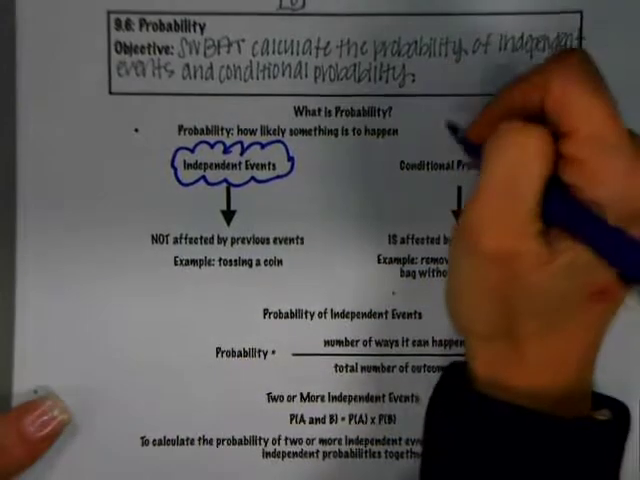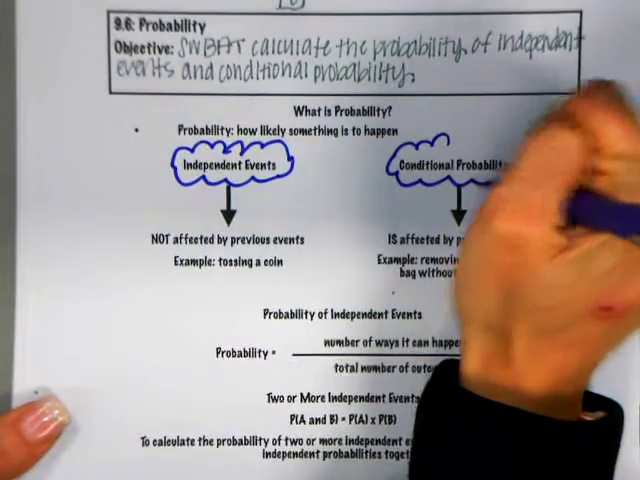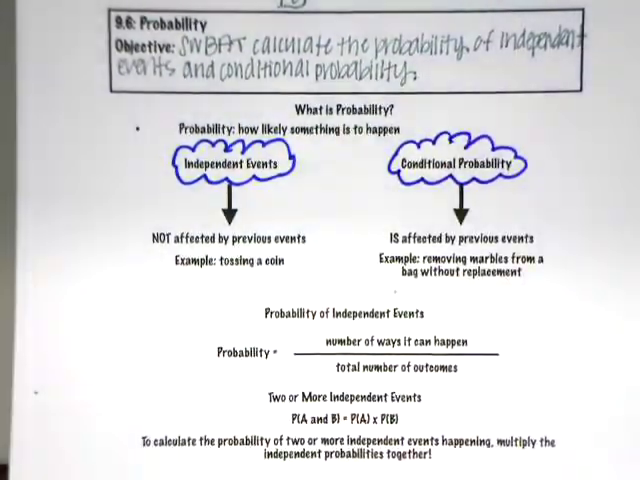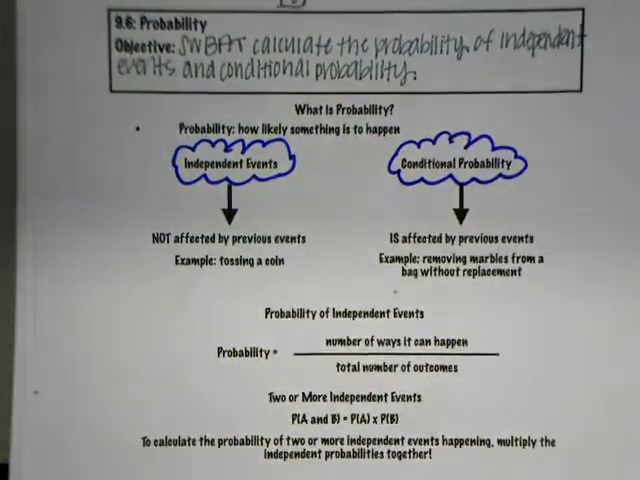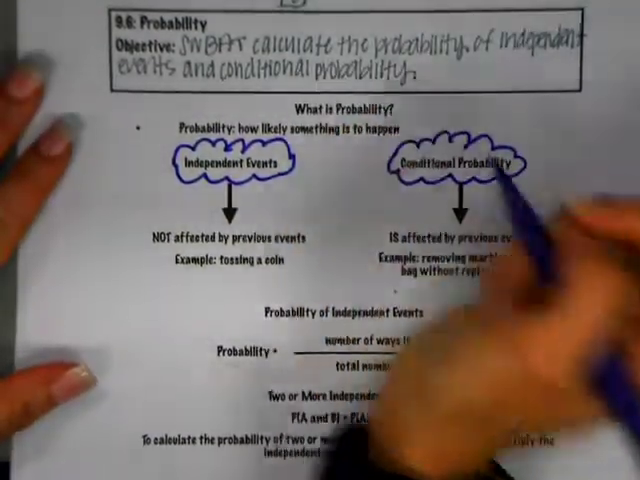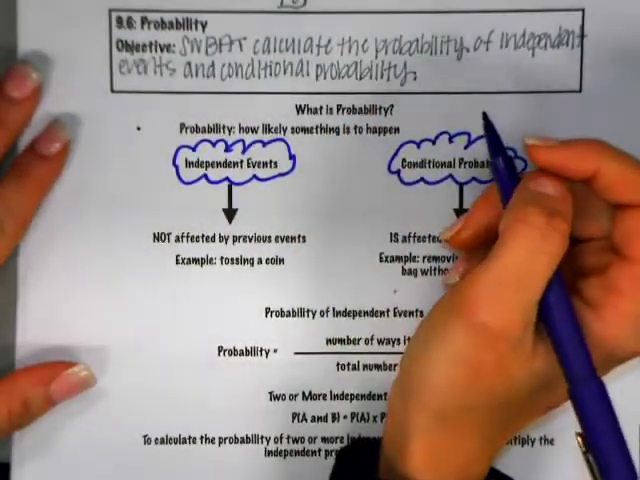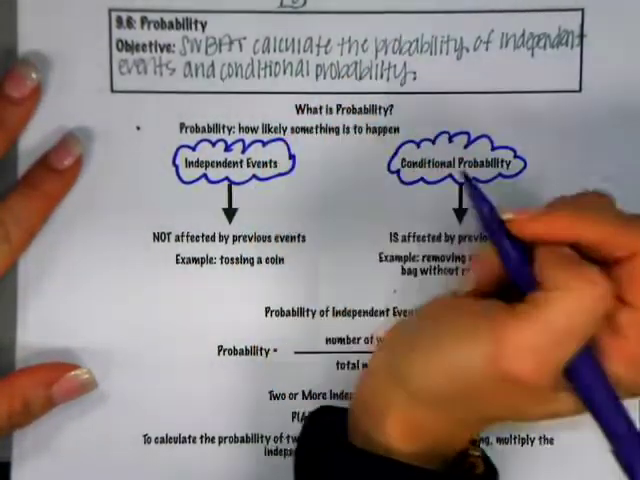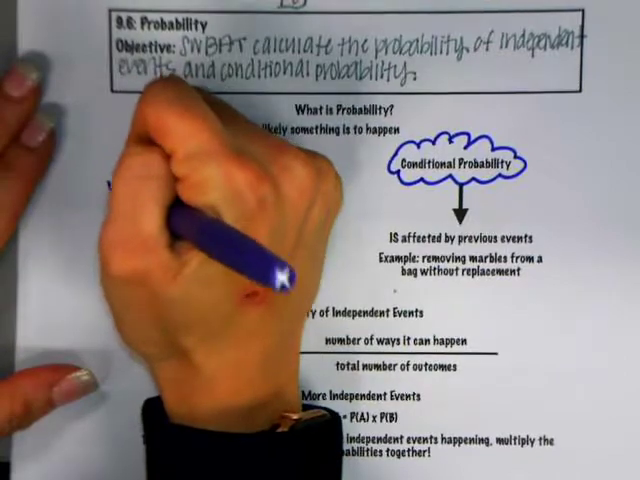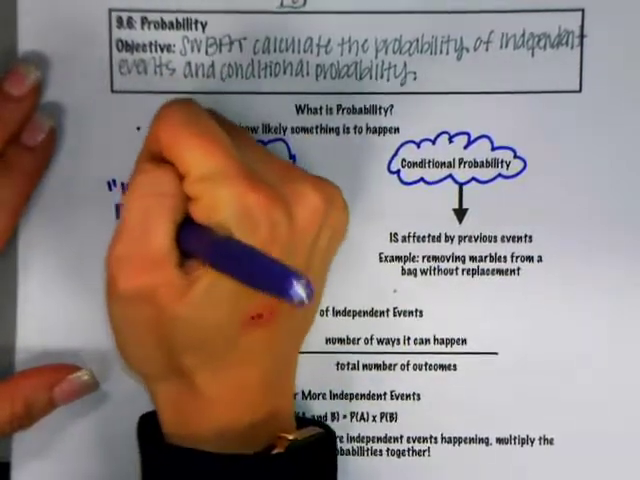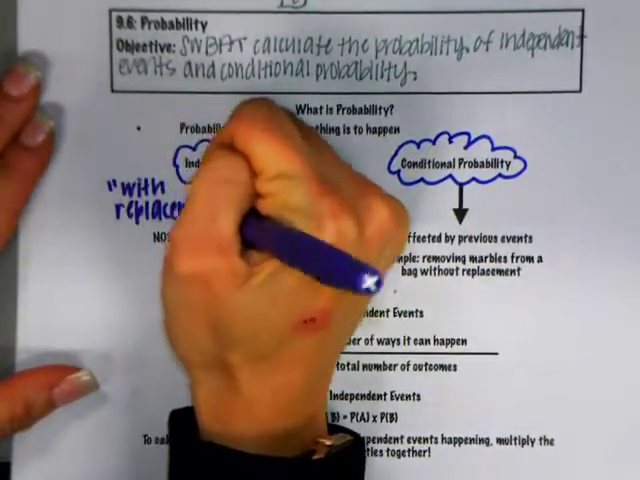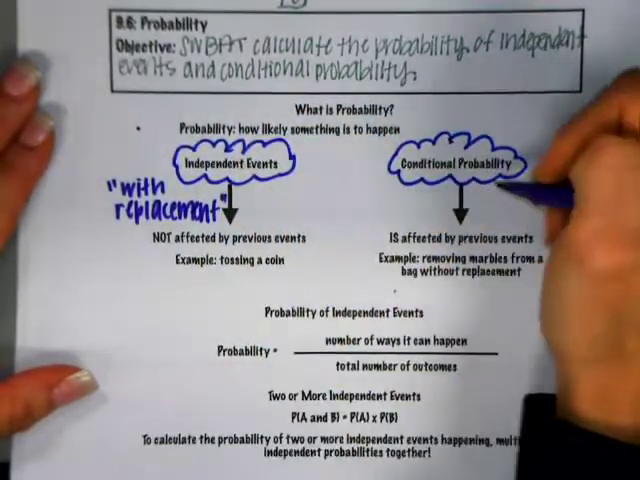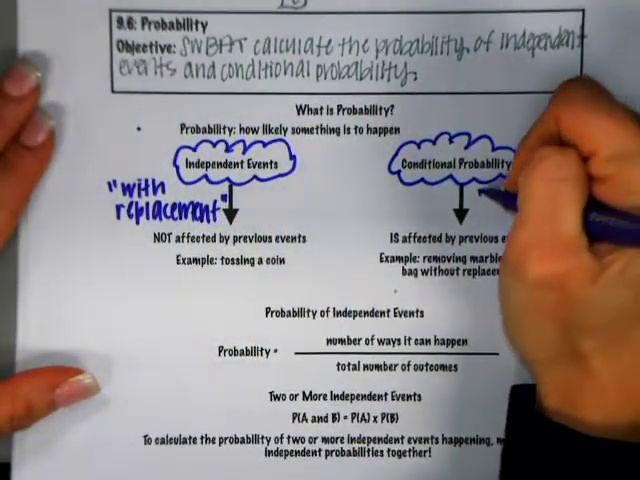Conditional probability. That is going to be when something is affected by previous events. So independent events are going to be for the 2 types of questions that are like more than one thing. There's going to be your with replacement. And conditional is going to be without replacement.